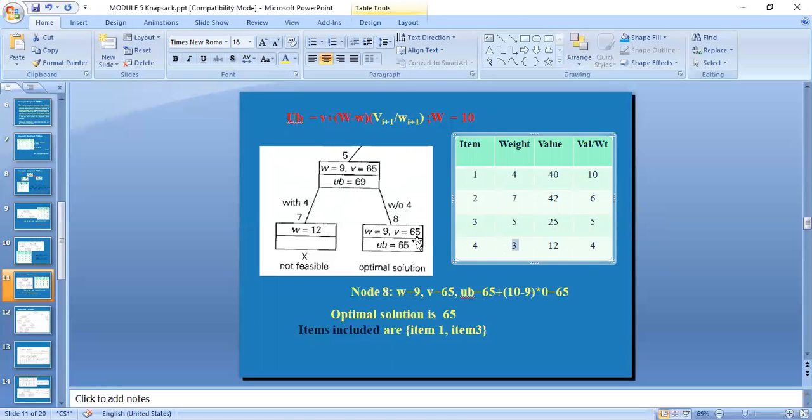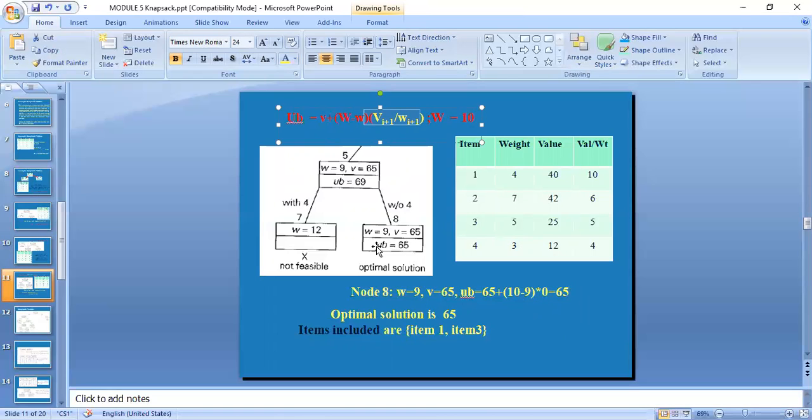Value is also retained as it is. Now you are calculating the upper bound value. But note that since you are at the last item, the ratio for the next item is going to be 0. Why? Because there are no more nodes to be taken. So, no more items to be considered. So your upper bound is calculated and you are getting a value as 65.